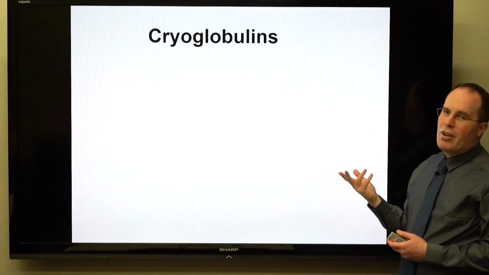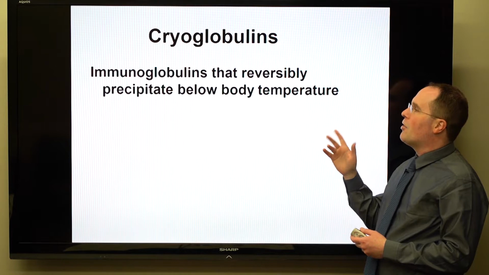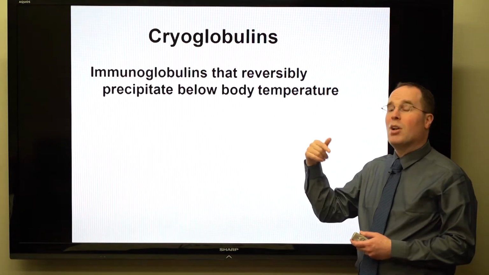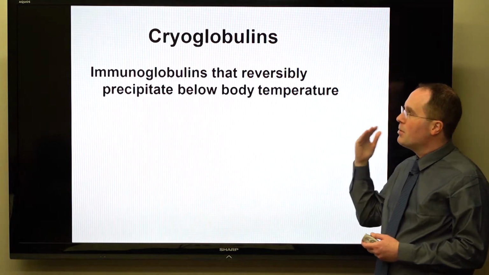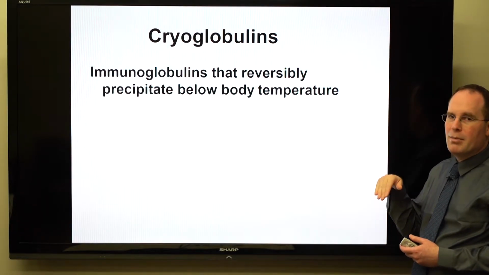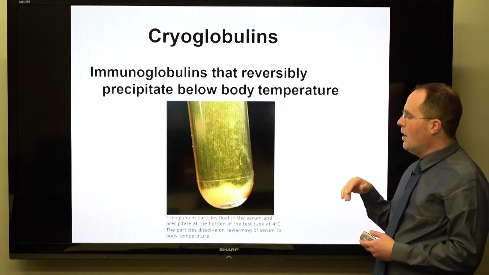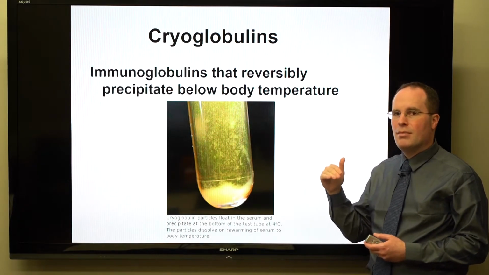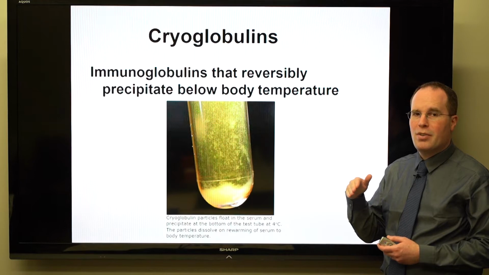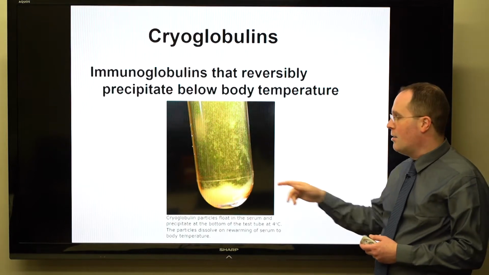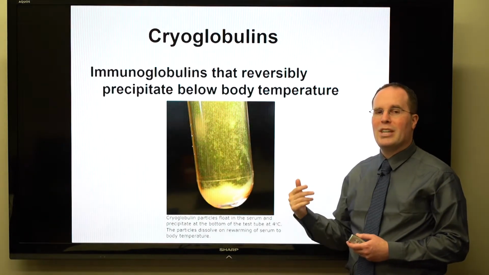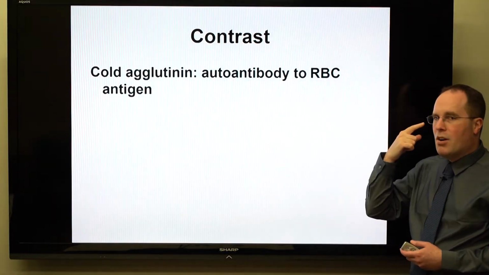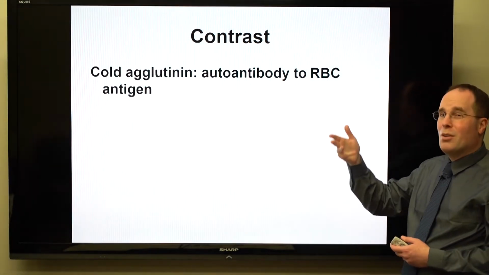So what is a cryoglobulin, right? A cryoglobulin is an immunoglobulin that reversibly precipitates below body temperature. And here's a picture of one. When you take the patient's serum and put it in the refrigerator and then centrifuge that, down here is what the cryoglobulins are. And so contrast a cryoglobulin with a cold agglutinin.